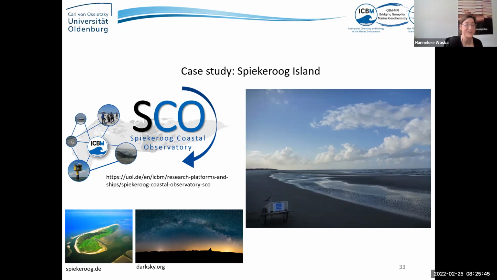Spiekeroog is in general a pretty island. It's now part of the Dark Sky Association. So it's a star island, because it has very little light pollution, so you can go there and watch the stars.